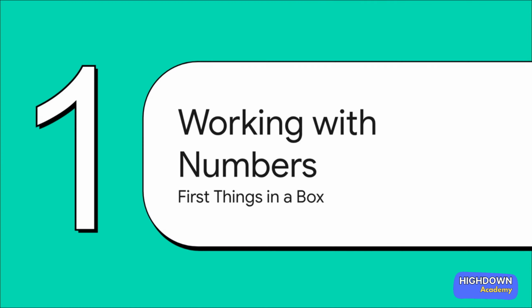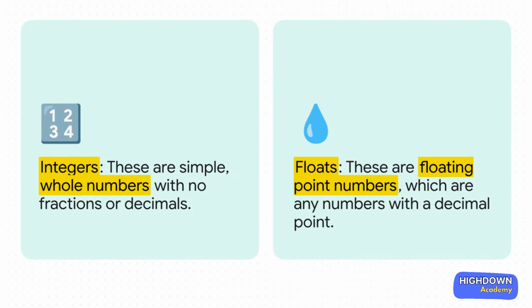Okay, so we've got these labeled boxes ready to go. What are the first things we're going to put inside? Well, let's start with one of the most common things you'll ever use: numbers. So in Python's world, there are basically two main kinds of numbers you're going to work with. First up, you've got integers. These are your simple whole numbers. No fractions, no decimals, just clean whole numbers. And then you have floating point numbers, or what everyone just calls floats. These are any numbers that have a decimal point. It's as simple as that.